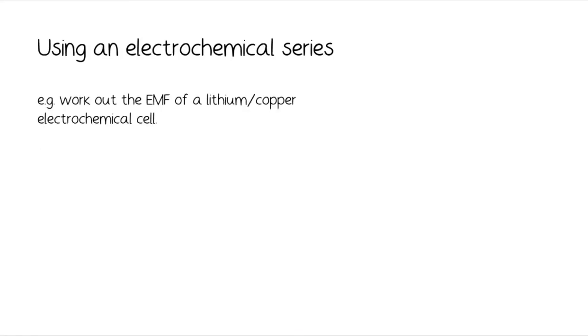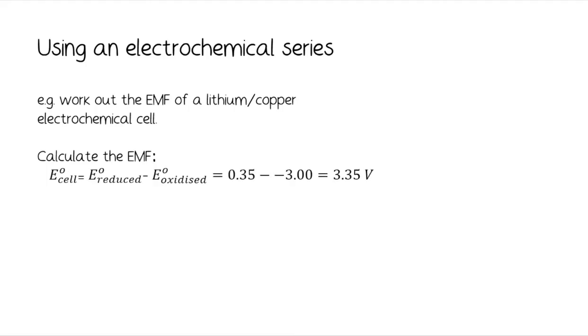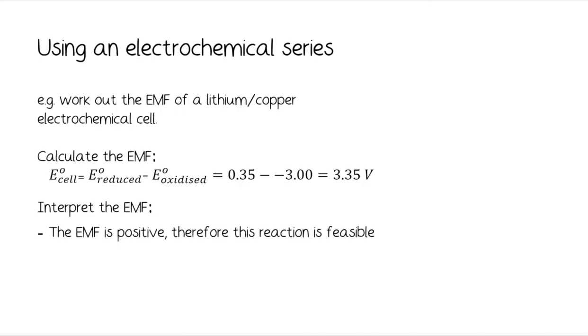Now, obviously, the question wants us to work out the EMF of this cell. All we do is work out the formula, which is E cell equals E reduced minus E oxidized, which is just slapping the numbers in, and it should give you 3.35 volts. Also, in some questions, you might need to interpret the EMF. The EMF in this case is positive, so this reaction is feasible.